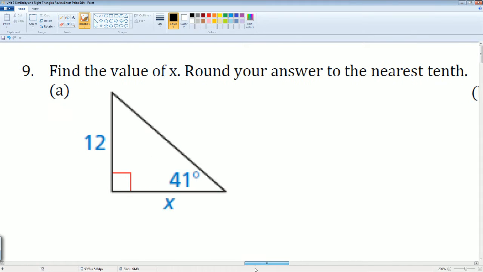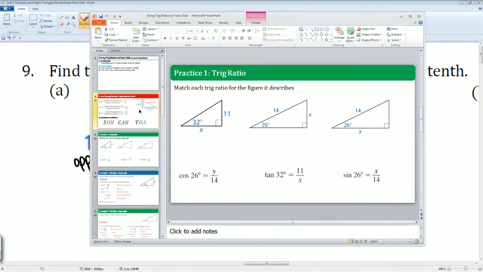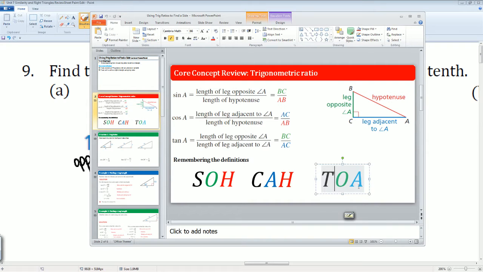Alright, so A, you're trying to solve for the unknown value of x. We start by drawing our person here from the point of view of the 41 degree. The 12 would be its opposite point of view. The x is your near, so that's going to be your adjacent. The two letters I have here are O and A. So what I am missing, this is going to be my O and A, so that's going to be my T, my TOA.